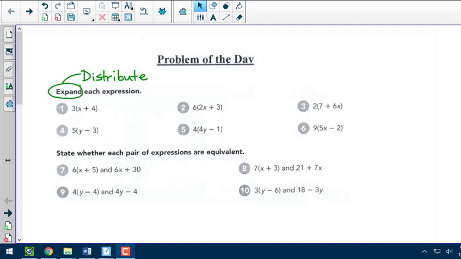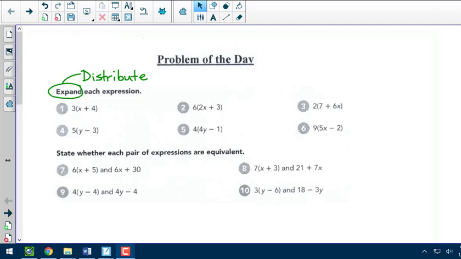Today's video starts on page 1 in your new 3B packets, factoring and translating expressions. Page 1 is the problem of the day. The direction says expand each expression. That means distribute the coefficient out front of the parentheses. So do the distributive property, get an expression.